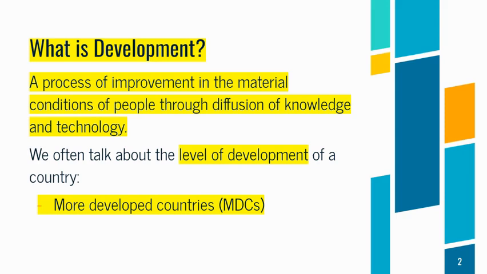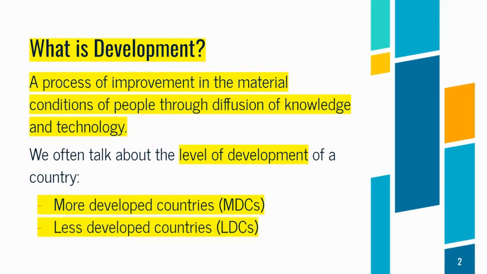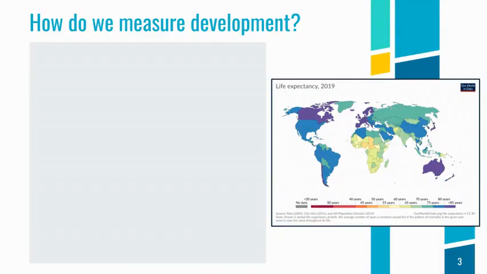So we talk about countries that are more developed. These are countries where conditions are better for the people. There's more knowledge and technology, more advanced types of processes happening. Less developed countries, or LDCs, are on the other side of that spectrum. And so it is a spectrum. There's a lot of middle income countries or countries in the middle as well.